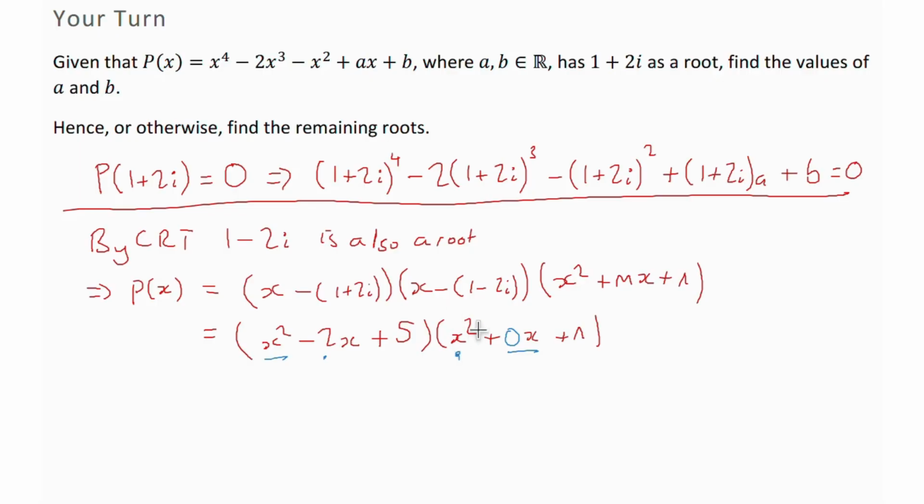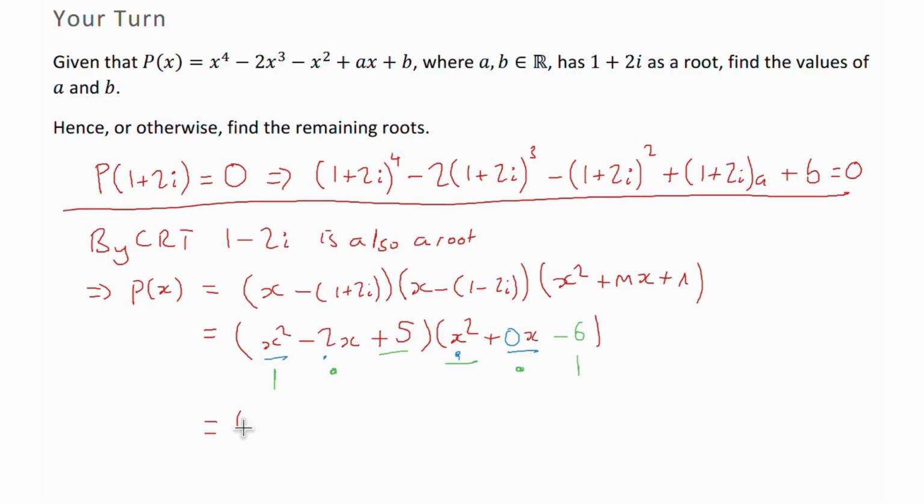Now that we know that m is equal to 0, we can go a bit further and we can think about how many x squareds do we have? How do we get x squared? Well, the x squared either comes from 5 times x squared, or minus 2x times 0x, or x squared times by n. So at the moment, we've got 5x squareds plus 0x squareds, so 5x squareds, and we need minus x squared. So that means this one's going to have to be minus 6. 5x squareds minus 6x squareds gives me minus x squared.